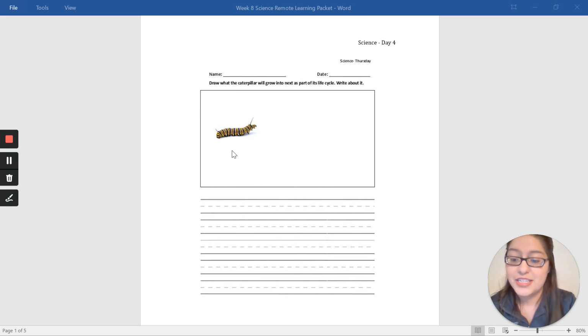So you're going to draw the stage next to the caterpillar. So right here in this empty spot in the box, you have space there to draw the next stage of my caterpillar here. So go ahead and color in your picture once you draw it, okay? And once you're done drawing it, you're going to write about it here in the lines. You're going to write about what the caterpillar grew into.